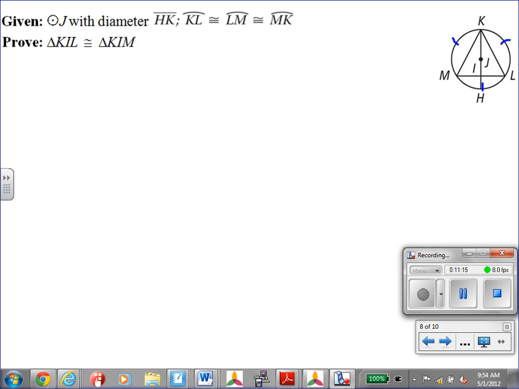So we can probably write out some stuff. Do it as a paragraph proof and you'll be okay if you want, or you don't have to. You can do it as a two-column proof. It doesn't matter. So what is some information about the triangle that you know? Kale, give me one thing.